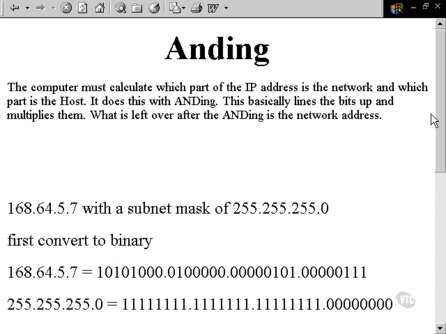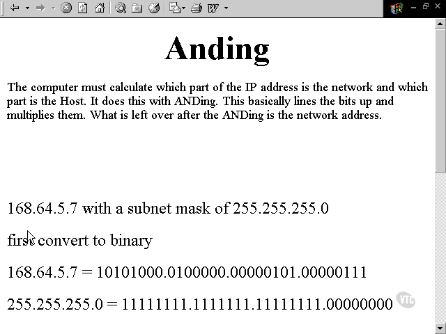The way a computer determines what part of the IP address is the network and what part is the host is by using the subnet mask and going through a process called ANDing. What ANDing is basically multiplication. It lines the IP address up and the subnet mask up, and it multiplies each set of bits, and then what comes out the bottom is the actual network address.